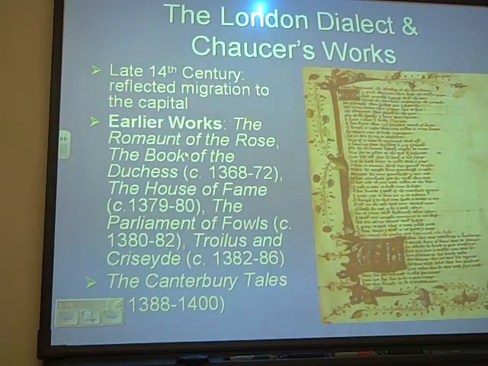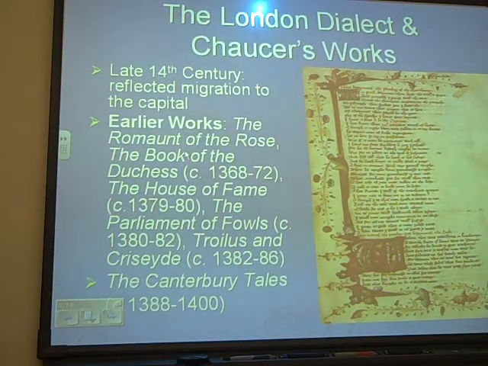Now this is interesting because around 1373-74, Chaucer goes to Italy. He also goes back again in 1378, both times on kind of ambassadorial missions, as a representative of the court. But it's important because this is where he finds Italian poetry.